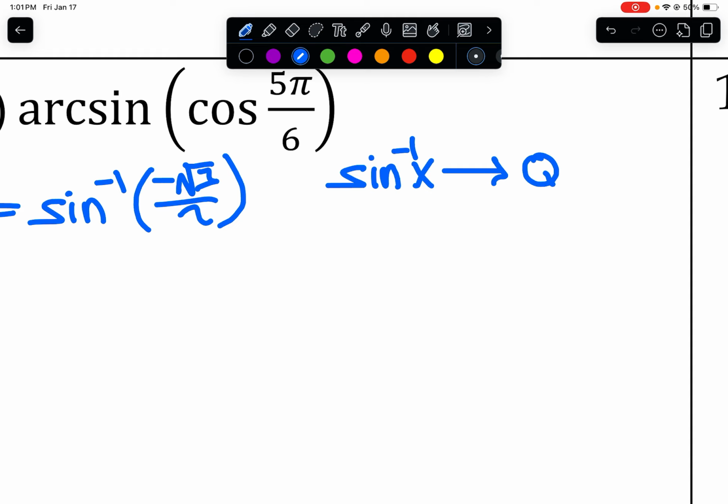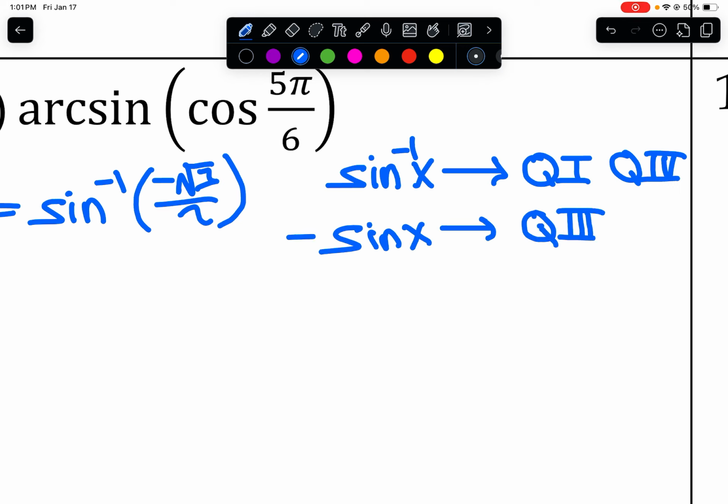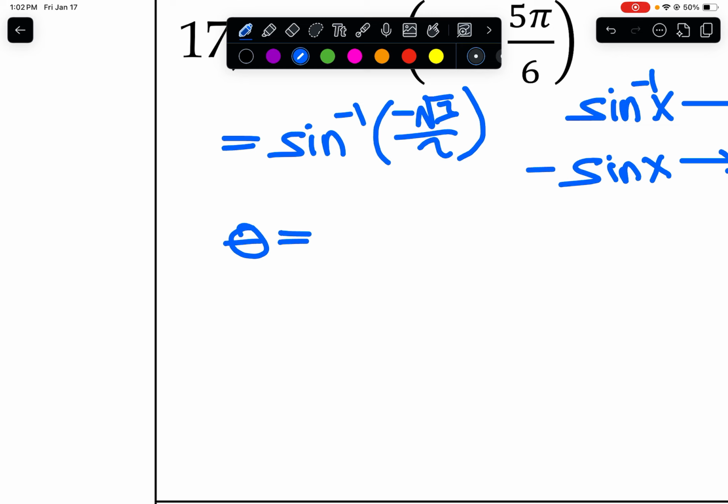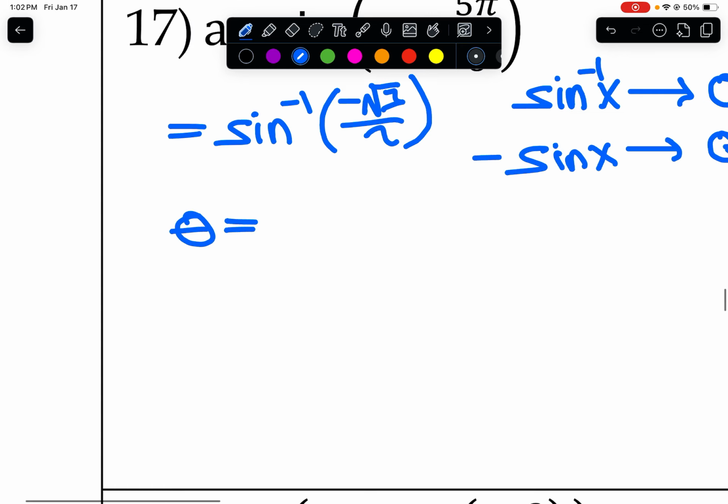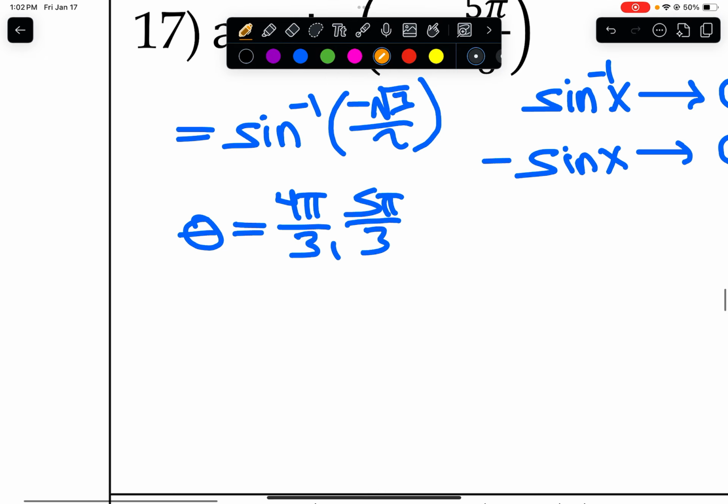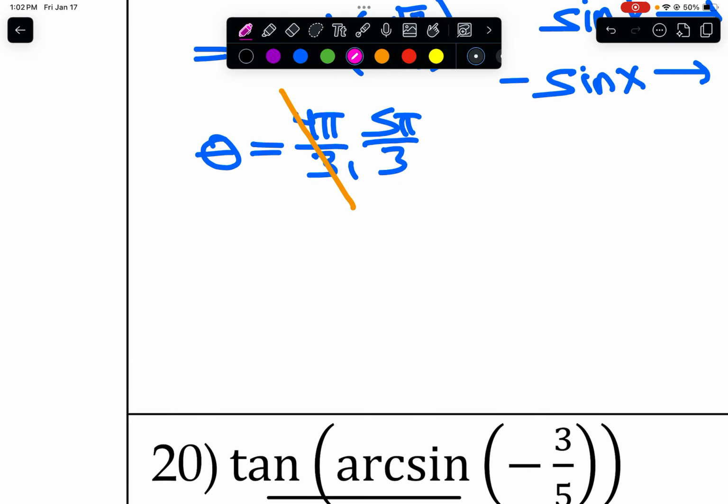So inverse sine puts us in quadrant 1 and quadrant 4. And then we're also going to have when sine is negative. So sine is going to be negative in quadrant 3 and quadrant 4. So our commonality here is going to be quadrant 4. So when the y value gives us this value, we already kind of did this one. So that's going to be at 4 pi over 3 and 5 pi over 3. Because we want the quadrant 4 value, we can get rid of 4 pi over 3. So we want the 5 pi over 3.